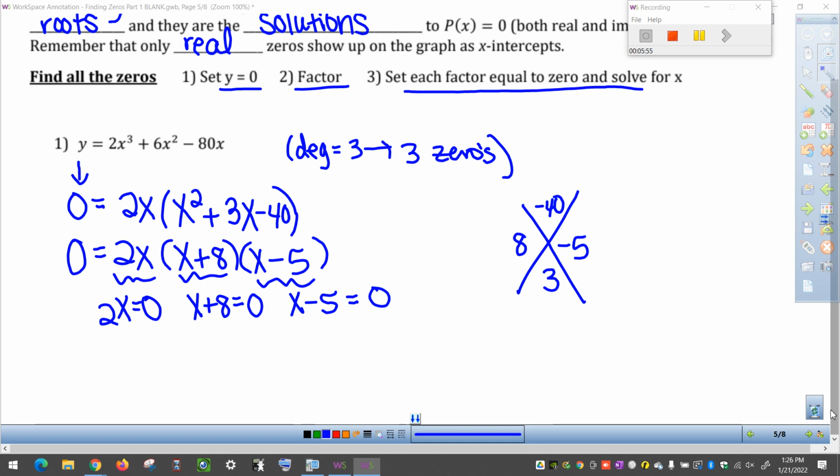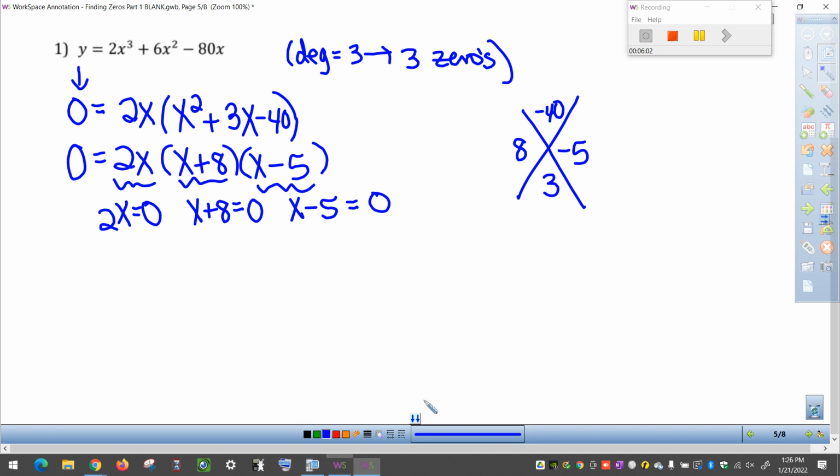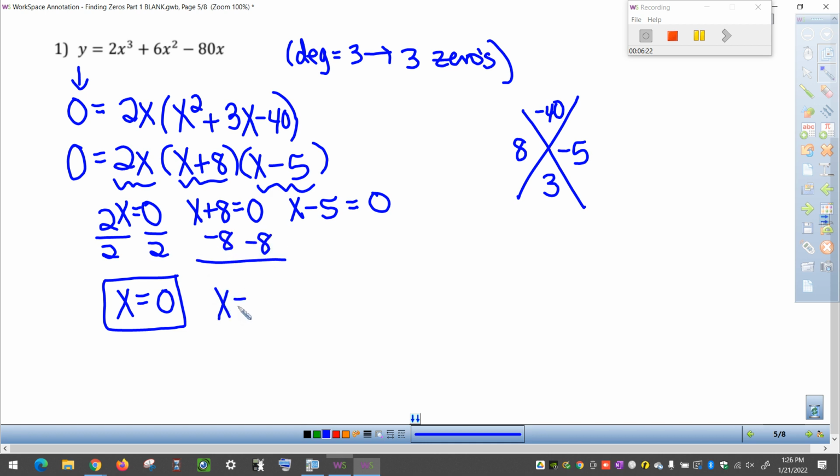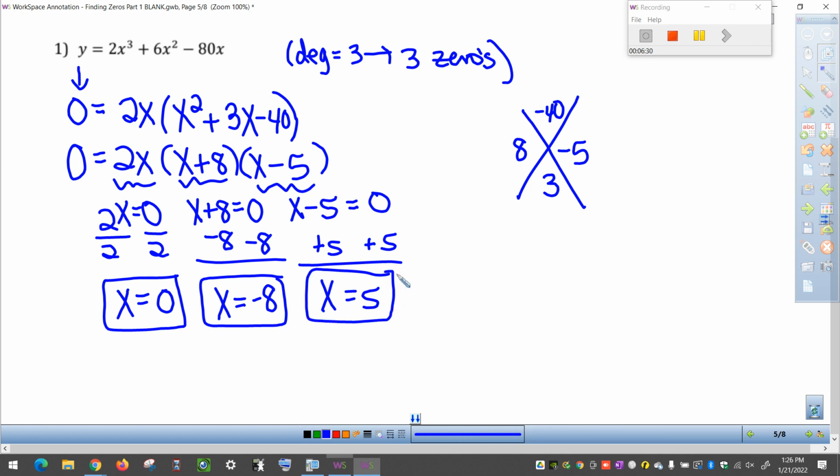Now let's be careful when we go back and solve the first one. That x is being multiplied by 2, and the way that we're going to undo multiplication is through division. So we're going to divide both sides by 2, and the nice thing about that is that 0 divided by anything is still 0. That's our first answer. We'll go ahead and subtract 8 from both sides to get the second one of negative 8. We'll add 5 to both sides to get the last answer of positive 5.